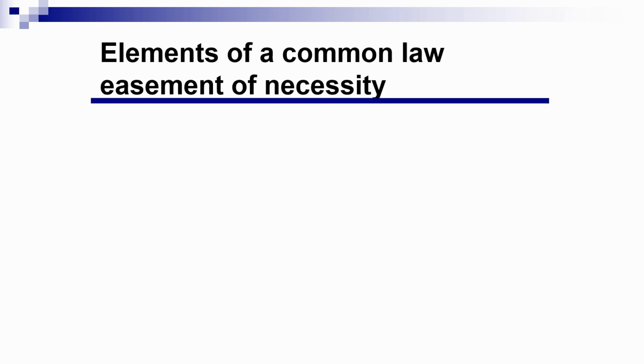So what are the legal elements that have to be proved in order for someone to get a common law easement of necessity? Well, the traditional view was that you had to have a landlocked parcel, that is, one that had no access directly to any public street or road or any other private easement for that matter.